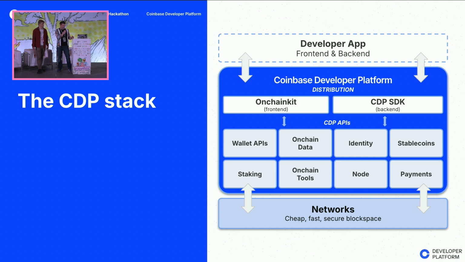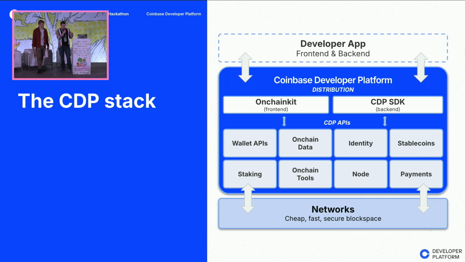This is a high-level overview of the CDP stack. So at the lower level, we've got networks. We support Base, Ethereum Layer 1, Arbitrum, and Polygon. We see a lot of people building on Base for the secure, fast, cheap block space. We love that. There's an obvious better together with Coinbase Developer Platform and Base. We also want to support builders wherever they're building. So we support those other networks. We're going to be adding more.